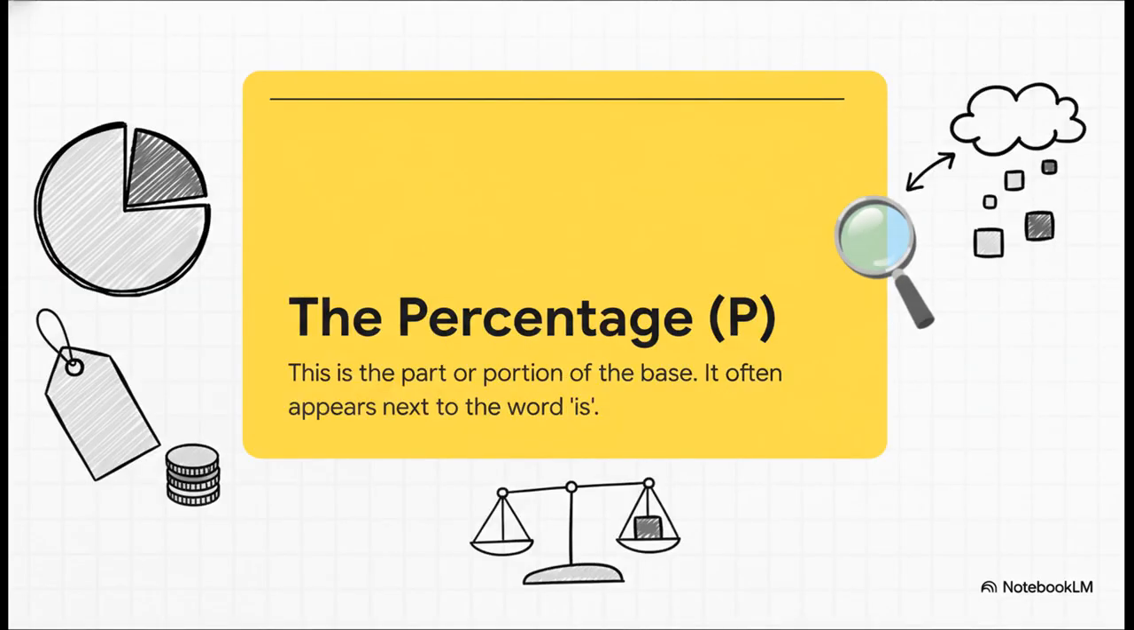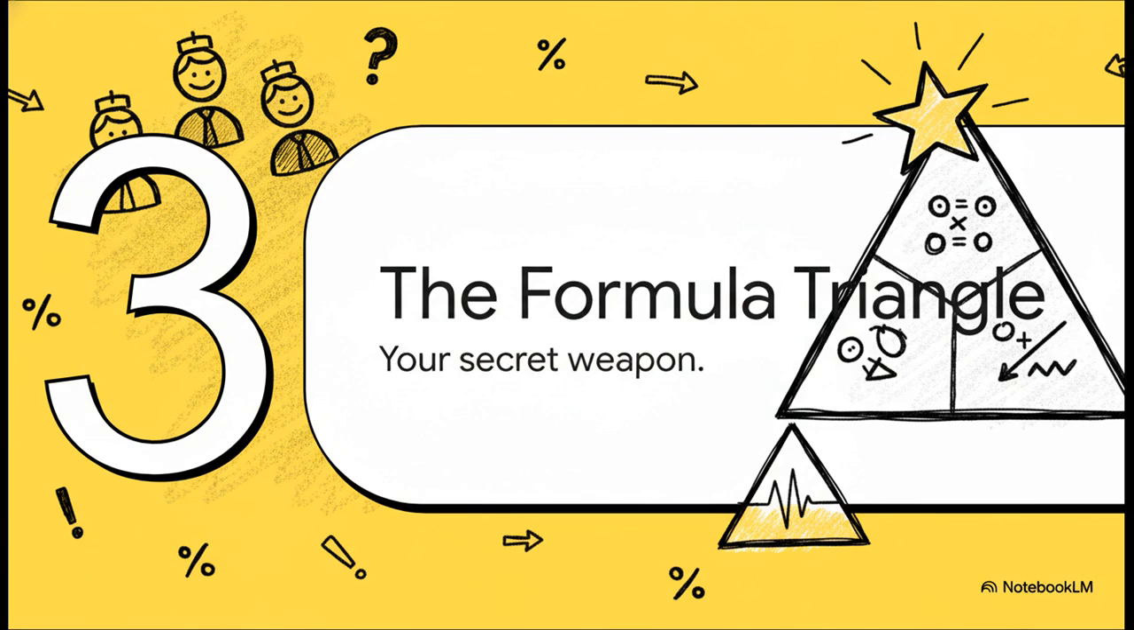And our last player is the percentage. Okay, now be careful here, because this can be confusing. This is not the one with the percent sign. This is the result. It's the piece of the whole. And the key word for this guy? It's is. Like, the answer is 10. So, you've found your 3 players?